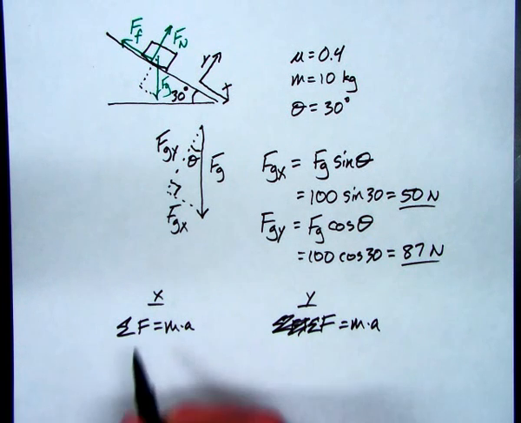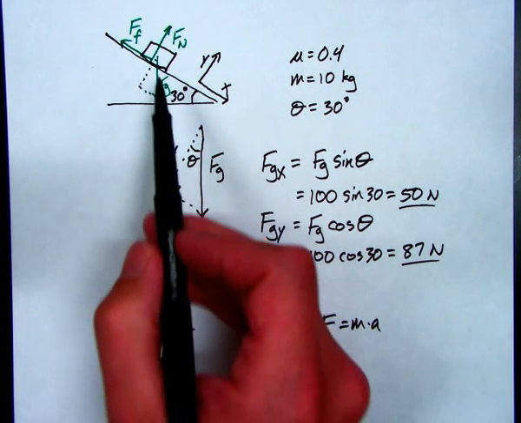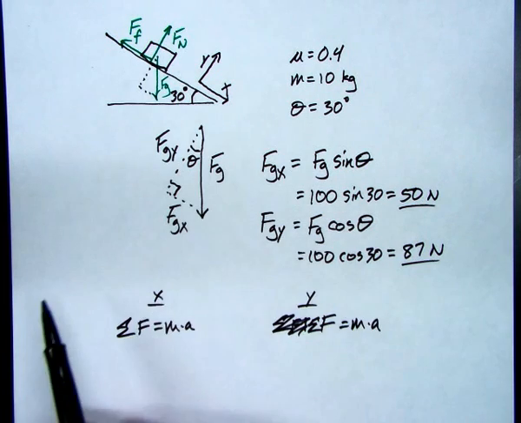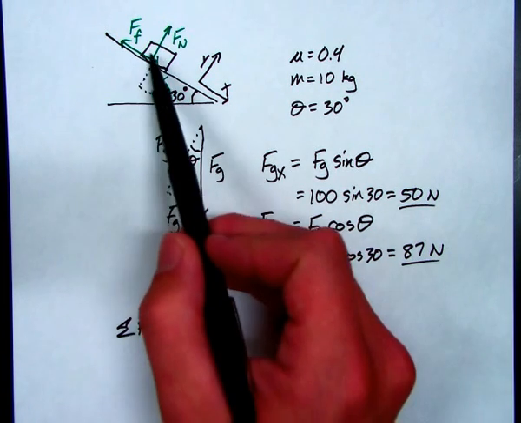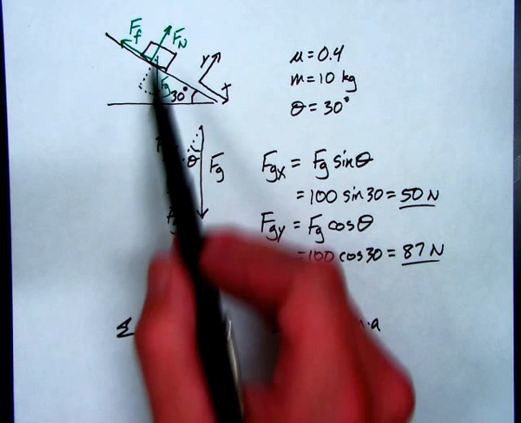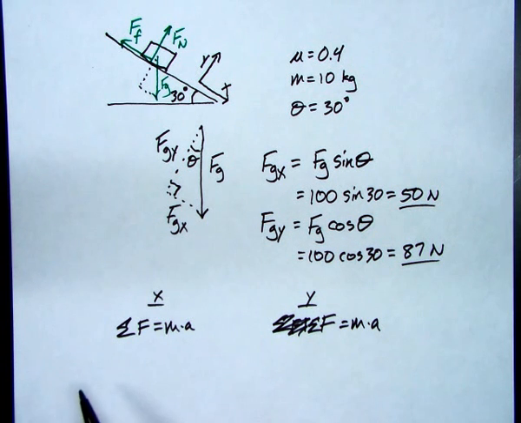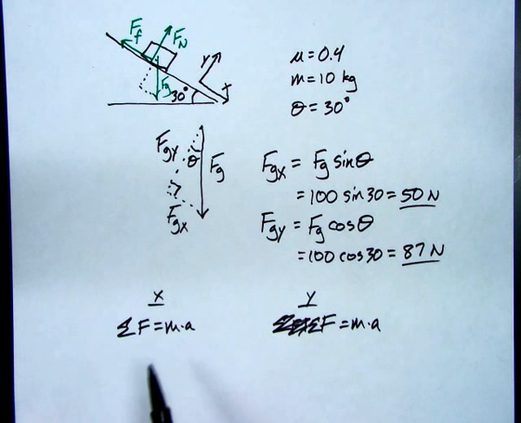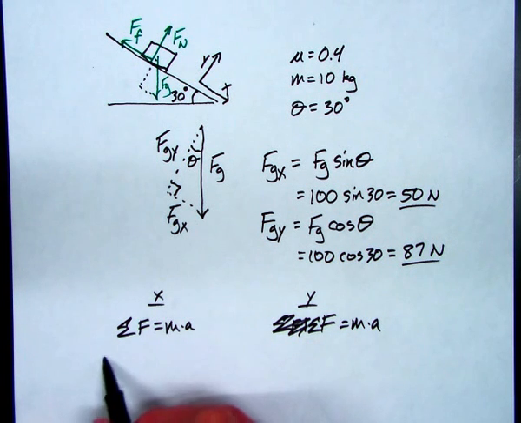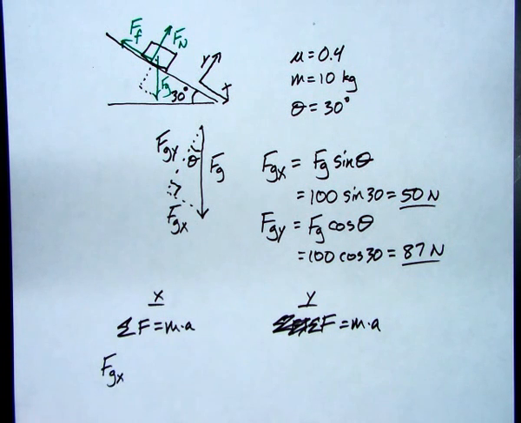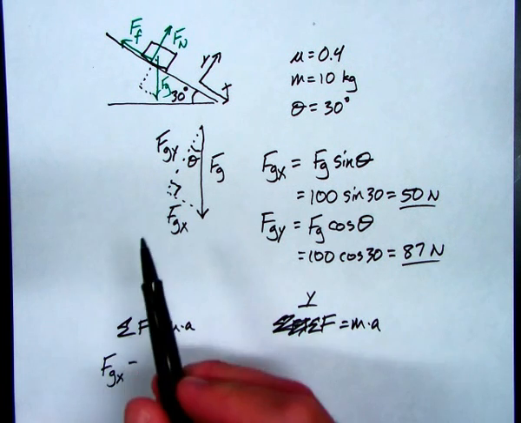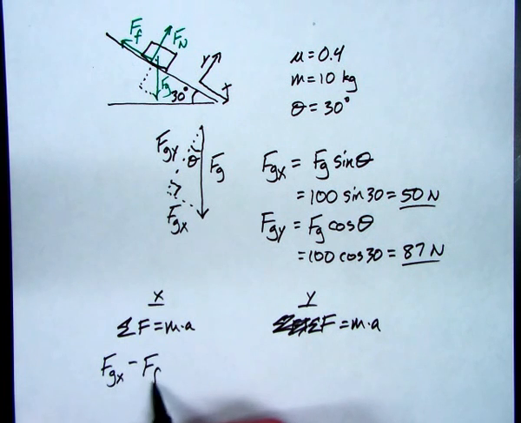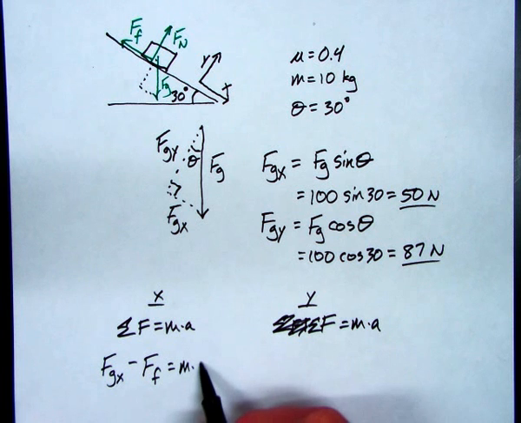Okay, so looking at my diagram, what forces act in a positive X direction? Now, there's probably some physics books that would say going up the ramp should be positive and going down the ramp should be negative. But I say the direction it's going to accelerate is where I want to call positive. That way I get a positive acceleration. So I'm going to say the force causing an acceleration in the X direction is Fgx. So I have Fgx going down the ramp minus the force of friction, and that equals m times a.